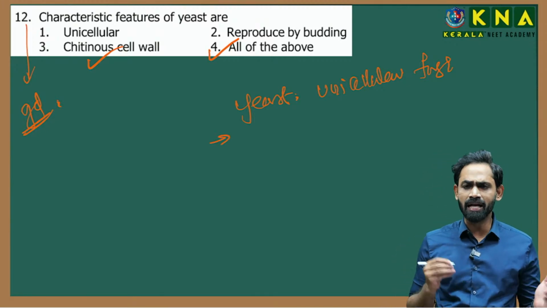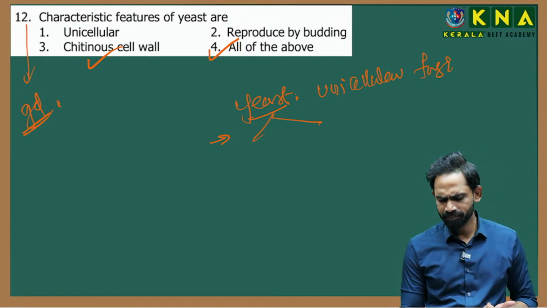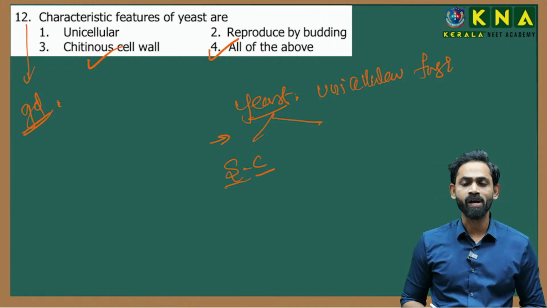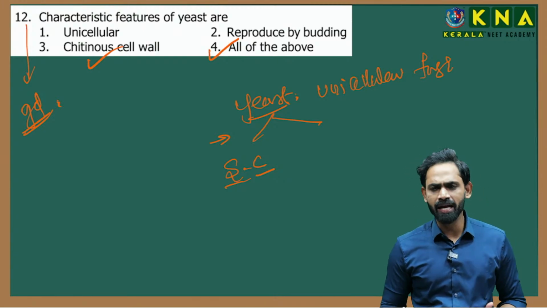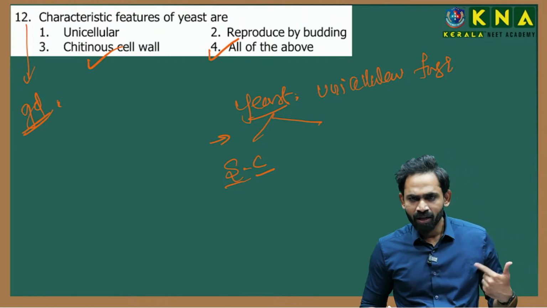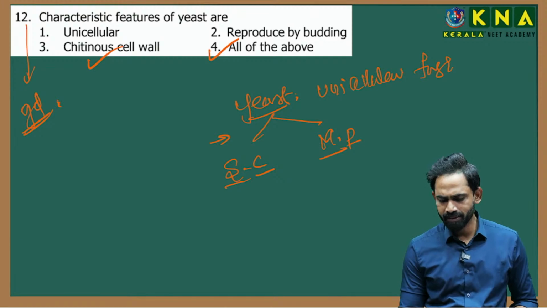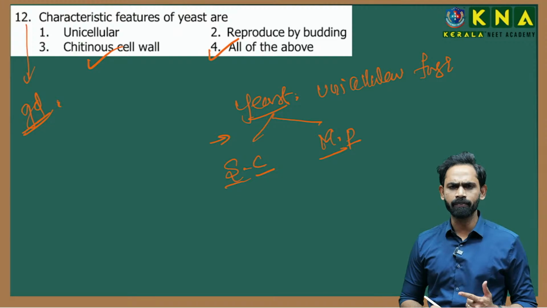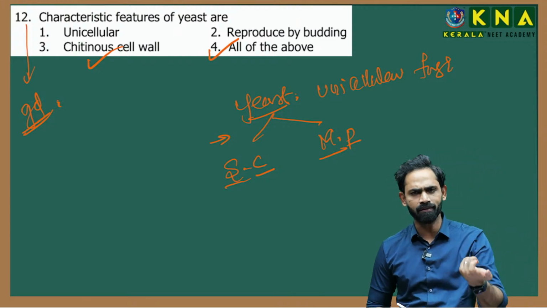What is the link with the other chapters? When you are telling yeast, one example is Saccharomyces cerevisiae. Do you remember any other yeast? When you are studying, that is Monascus purpureus, statins. So, yeast, two examples: one is Saccharomyces cerevisiae, another one is Monascus purpureus.